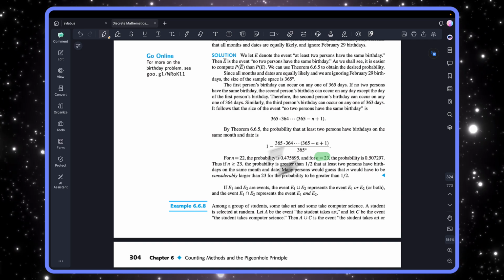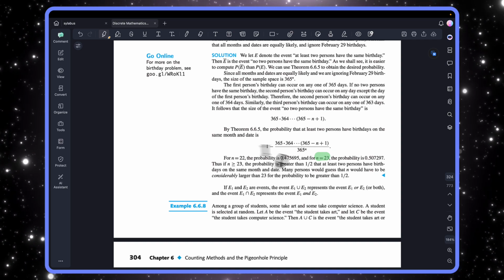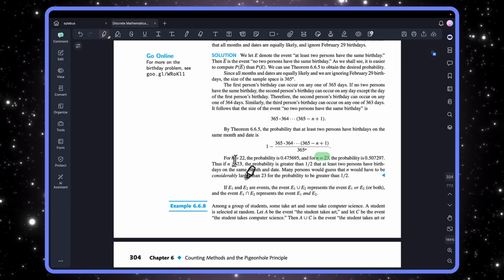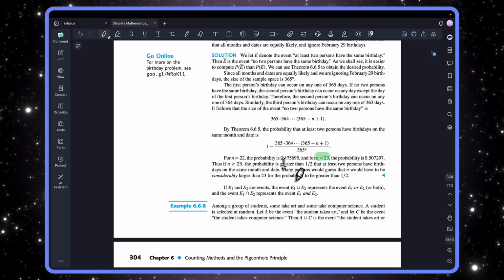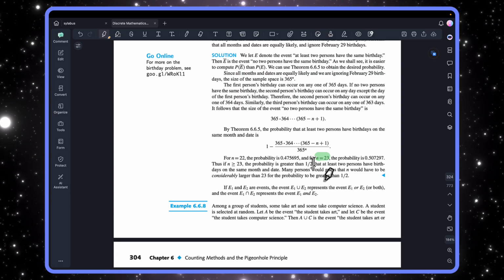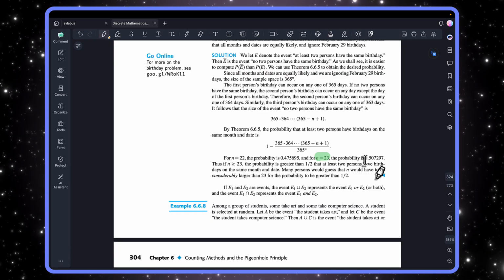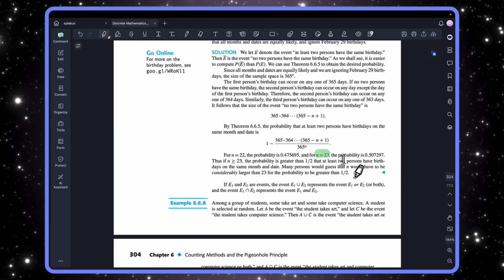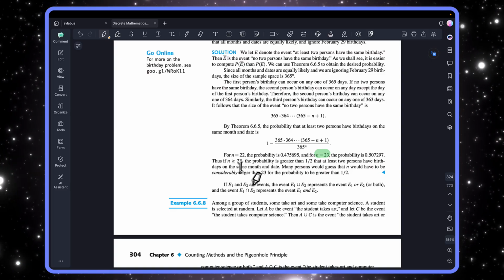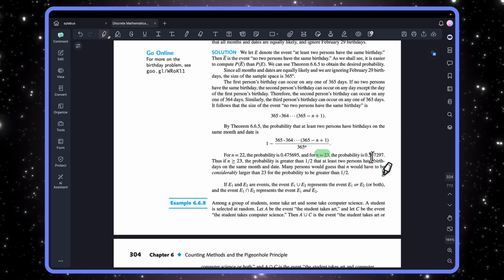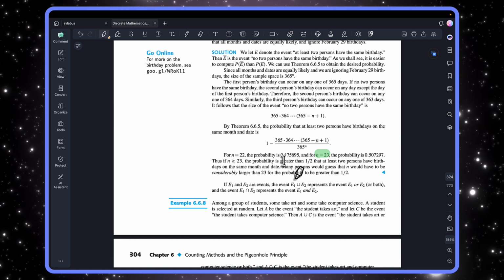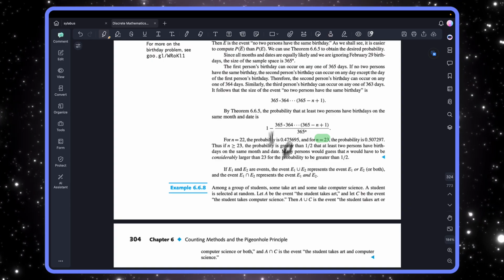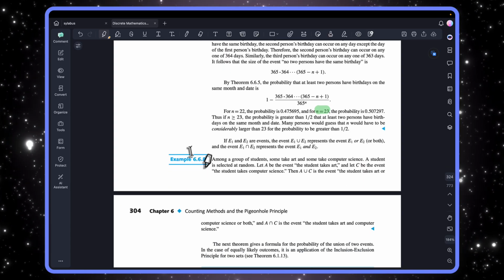Now, here's the odd thing. This number can be calculated. For n equals 22, if we have 22 people, you plug that in here. The probability is 0.47. And for n equal 23, the probability is 0.50. So if you're a betting man and you have more than 23 people in a room, since the probability is greater than 1/2, you would expect that 2 people would have the same birthday date, not the same exact birthday.